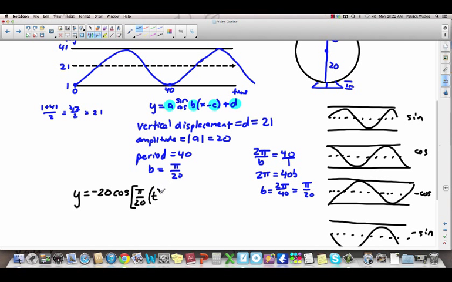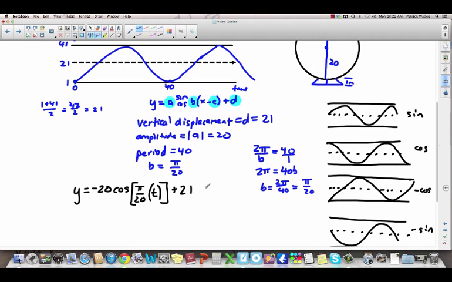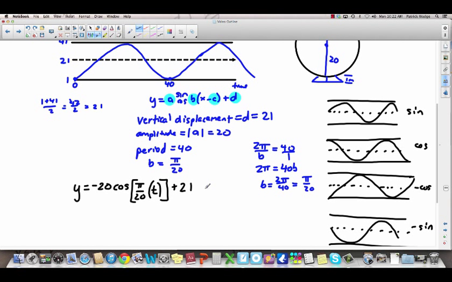So that's great. No phase shift. So you don't need to put a C value in there. C value is 0. And our D value is 21. And we're finished. Okay, that's the answer right there. Now, that's not the only answer.